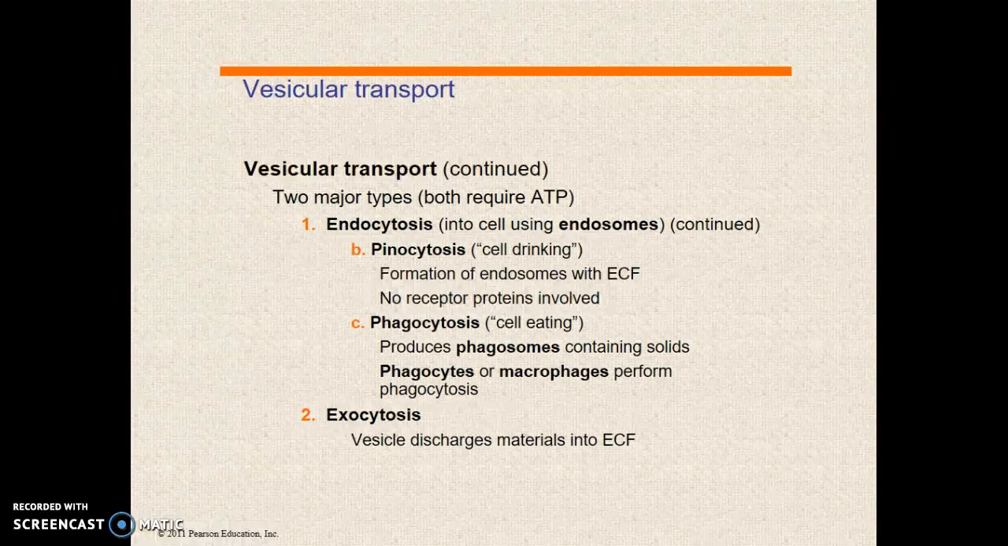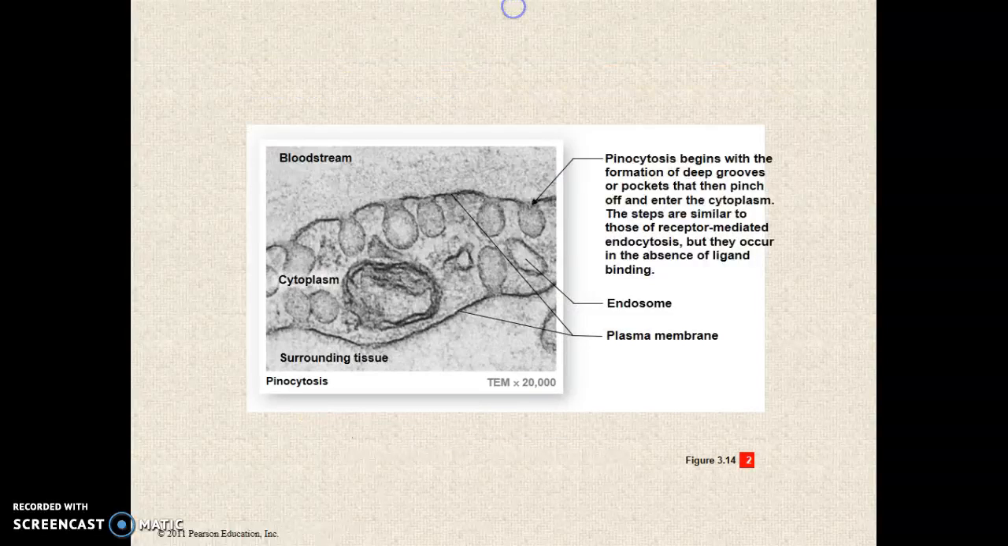Endocytosis is divided into two categories. One is cell drinking, where liquids or small particles are brought in. Phagocytosis is cell eating, so it would be larger particles such as a white blood cell or macrophage engulfing a bacterial cell. Exocytosis is discharging materials into the extracellular fluid. This picture shows it really nicely. You can see these invaginations here of bringing in, this groove here is formed and a vesicle develops.